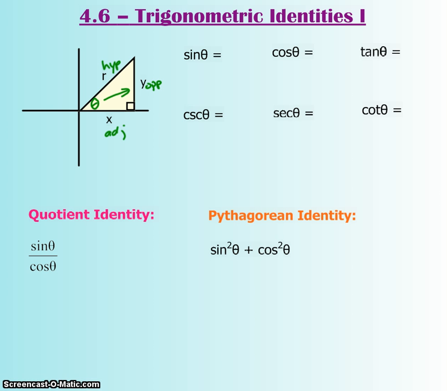Now that I have all those sides, I can set up the 3 primary trig ratios and the 3 reciprocal trig ratios. Okay, so let's set up the 3 primaries first. Opposite over hypotenuse, adjacent over hypotenuse, and opposite over adjacent. Now the flips of those. Okay? What I'm going to do is use those to prove 2 identities. So I'm going to create 2 rules.